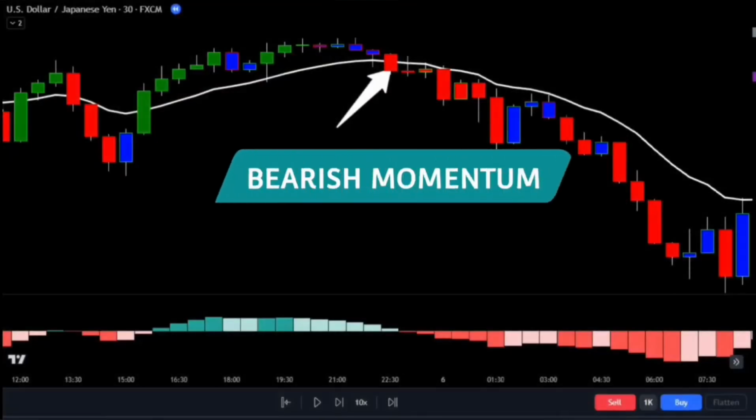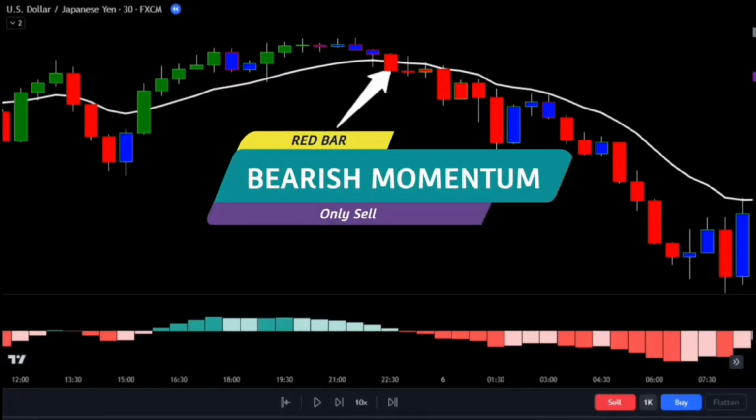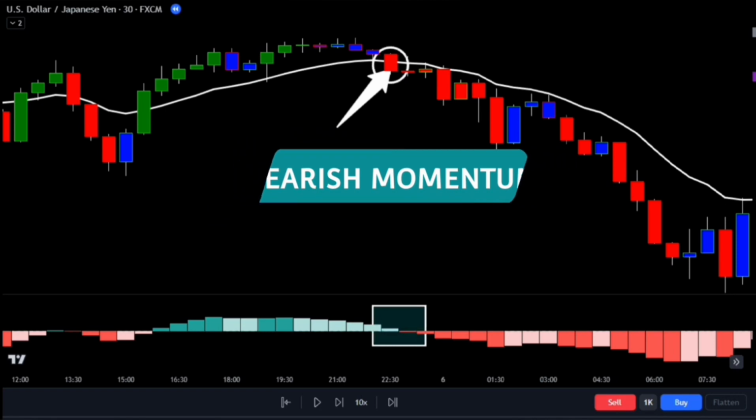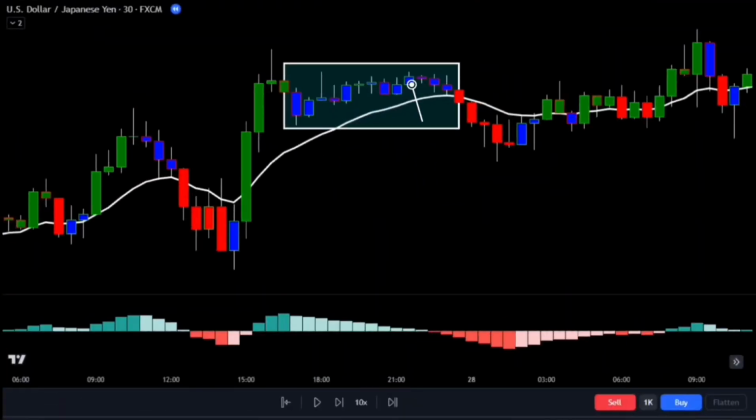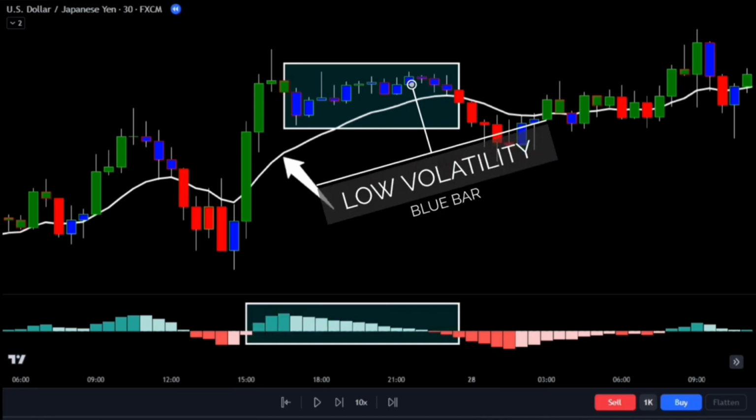On the other hand, when you see a red bar, it indicates a bearish momentum. This happens when both the EMA and the MACD histogram drop. If you see a blue bar, it means that the EMA and MACD give opposite signals.